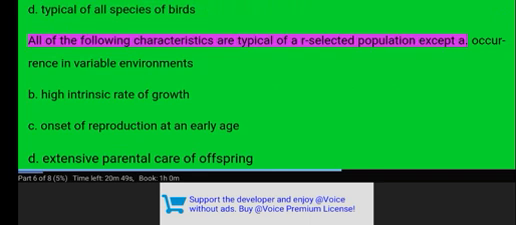3. All of the following characteristics are typical of an r-selected population except A. Occurrence in variable environments. B. High intrinsic rate of growth. C. Onset of reproduction at an early age. D. Extensive parental care of offspring.